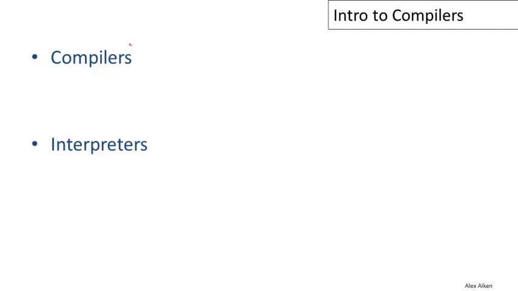There are two major approaches to implementing programming languages, compilers and interpreters. Now, this class is mostly about compilers, but I do want to say a few words about interpreters here in the first lecture. So what does an interpreter do?